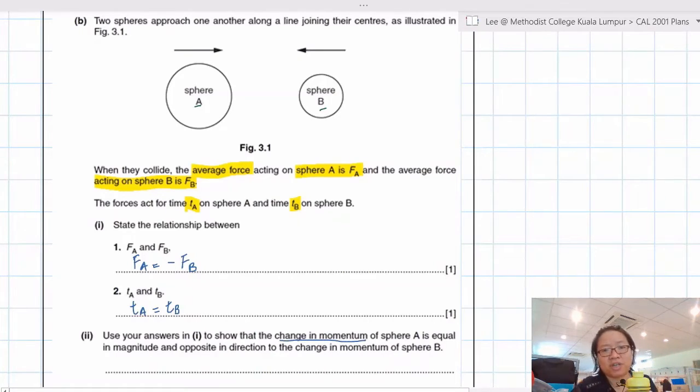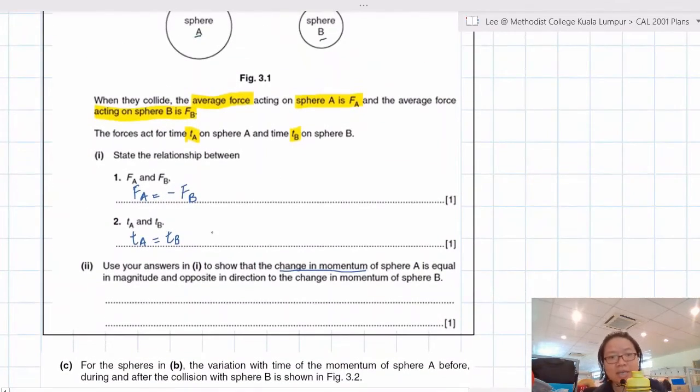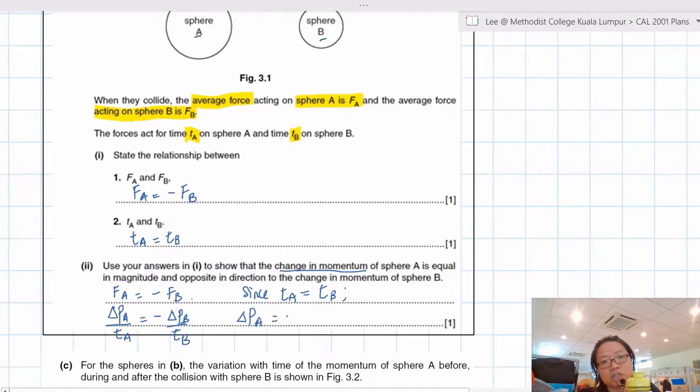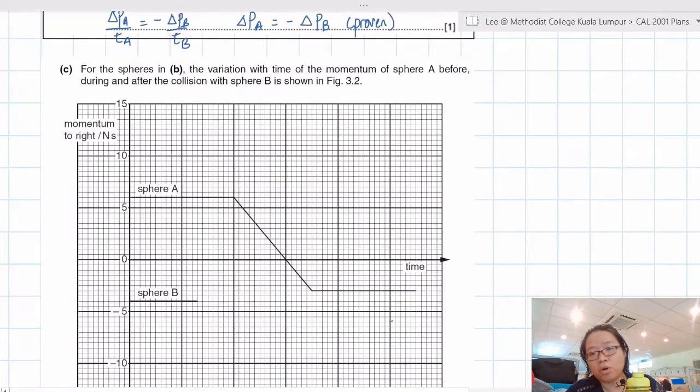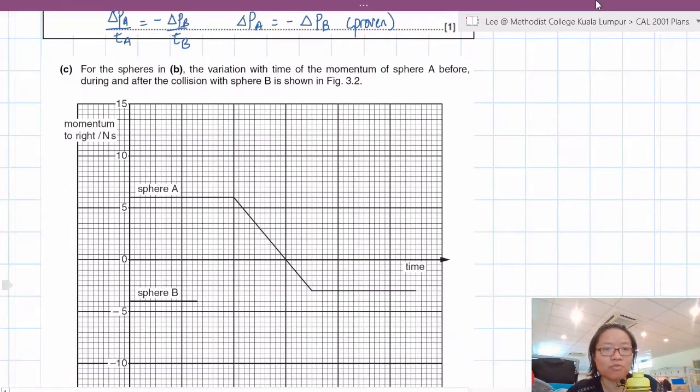Use your answer to show that the change in momentum in sphere A is equal in magnitude and opposite in direction to the change in momentum in sphere B. So you can use Fa is equal to negative Fb, but you know F is change in momentum over time, so change in momentum of A over time A, and change in momentum of B over time B. Since Ta is equal to Tb, you get change in momentum of A is equal to negative change in momentum of B. Alright, so this is what they want. The negative is the opposite direction. You can write more to explain, but it's just 1 mark, so I'm moving on.